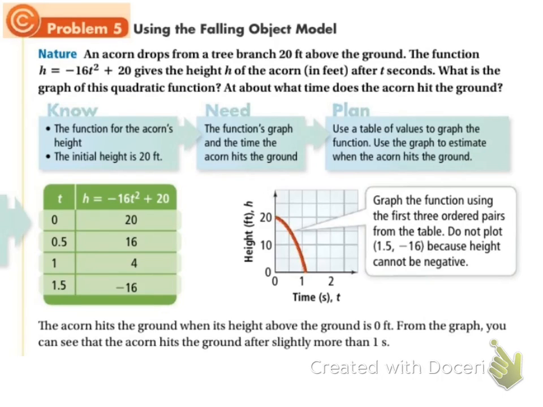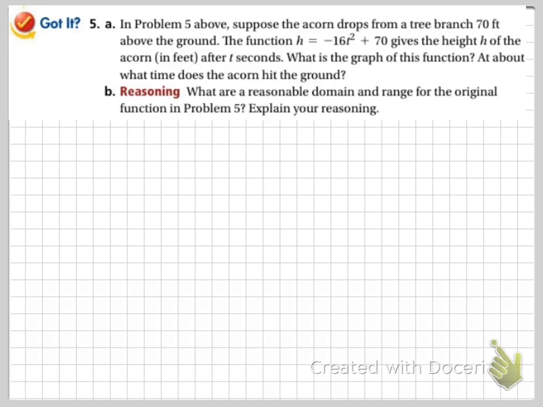Okay, so when you drop an object, the distance from the ground, or the distance that it's fallen, is a parabola. So you can see we're given an equation here. It's got t squared in it, right? So we're going to use this problem. We're going to do our own. This is talking about an acorn dropping from a tree branch that is 70 feet above the ground.